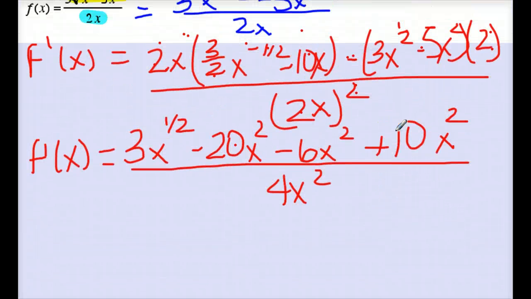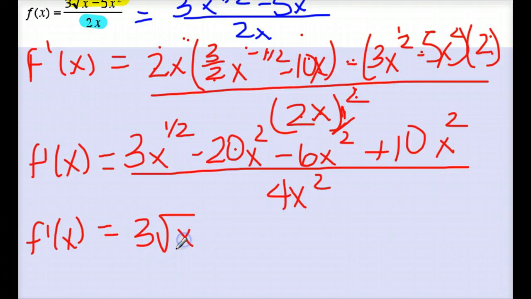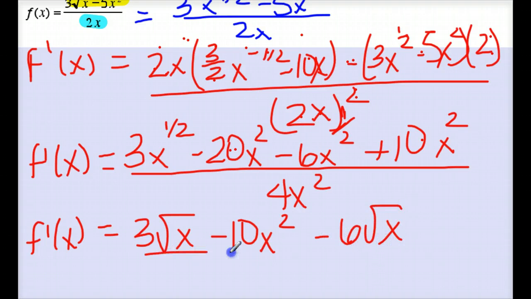So if I continue to simplify this, I do have like terms. And so let's take a look at this. You know what? I made a mistake over here. I forgot my 1/2 right there. So I'm sorry, let's go ahead and continue like I said. So I get f prime of x is equal to 3 square root of x minus 20 plus 20 gives us the minus 10x squared minus 6 radical x all over 4x squared.